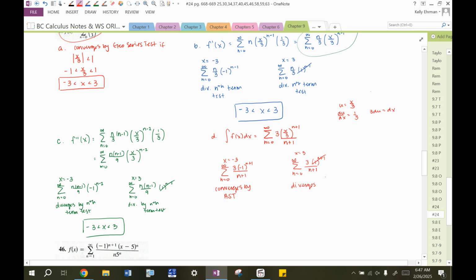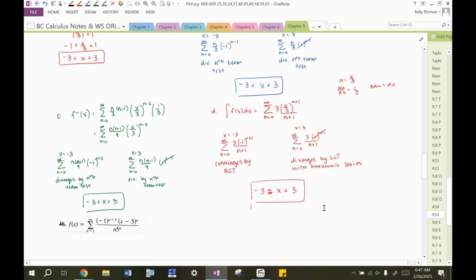I know it diverges because it's a general harmonic. If you think back to which test we always had to do to make that happen, it was LCT with the harmonic series. Or integral test before we knew about LCT and DCT. So we are including -3. We are not including 3. So -3 is less than or equal to x, which is just less than 3. Or you could use interval notation for either of these, where you use a square bracket on -3 and parentheses on 3.